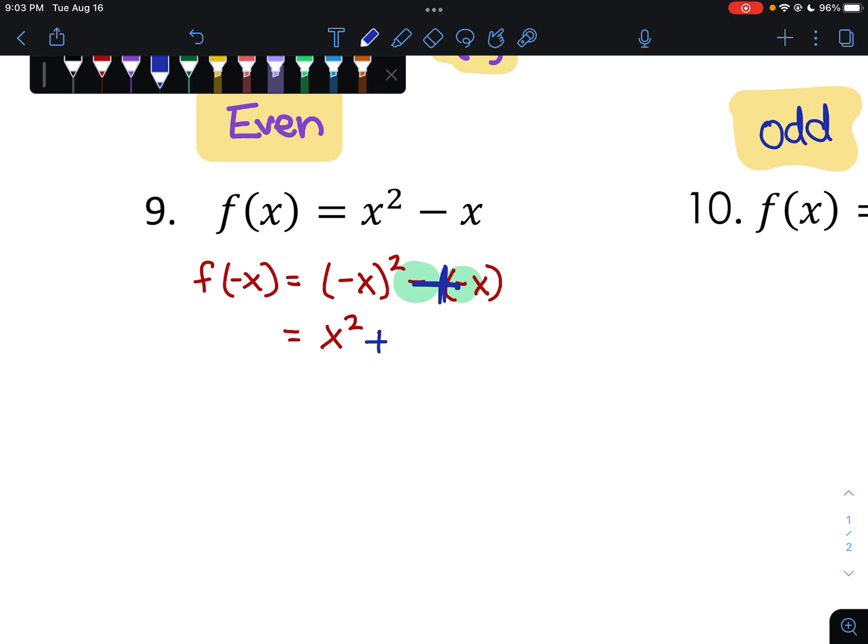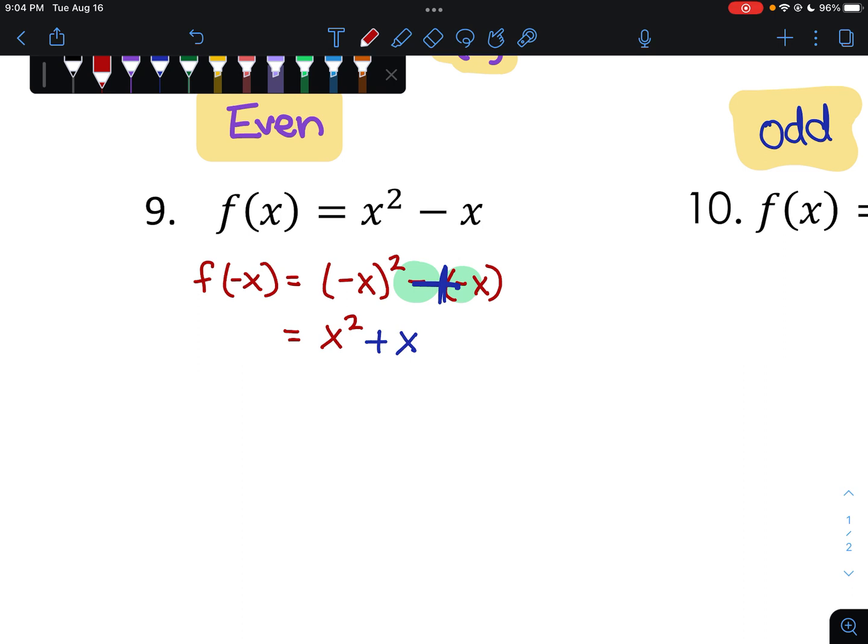So plus x. I ask myself, did I get what I started with? Well, my x squared is correct, but I started with a minus x, and now I have a plus x. So those are not the same thing. Did all of my signs change? Well, in order for all of my signs to change, that means this first one right here would have to be a negative x squared, and it's not. So it's not what I started with, and all of my signs did not change.